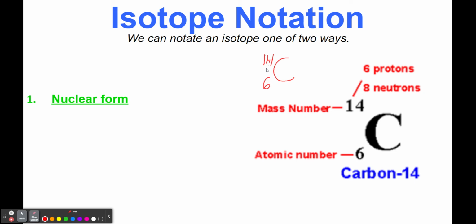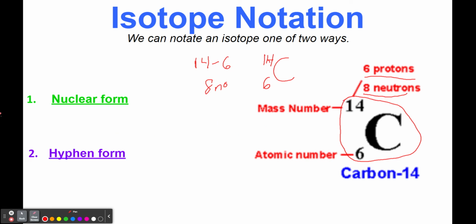And since we have the mass number up here, now I can calculate the number of neutrons, right? Because my mass number is 14, I can subtract the protons out, and that means I have 8 neutrons, just like I have written over here: eight neutrons, 6 protons. So this is how we identify this nuclear form. It is one way we can identify and notate isotopes. Okay, so that's nuclear form. The other way is written down below here, and that is the hyphen form.